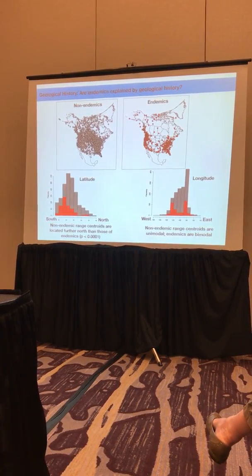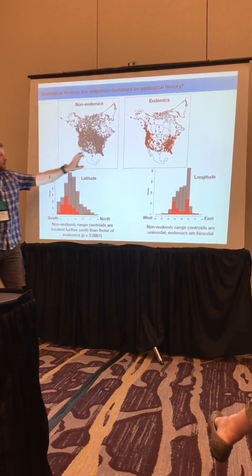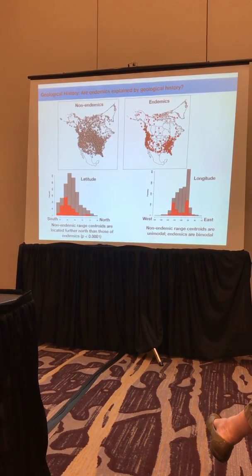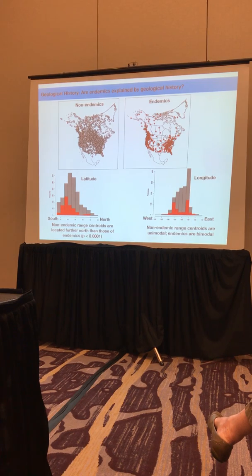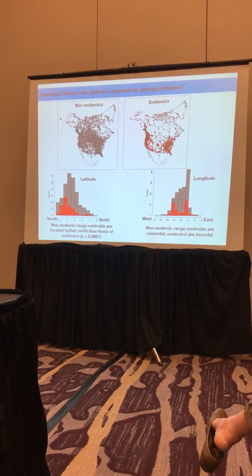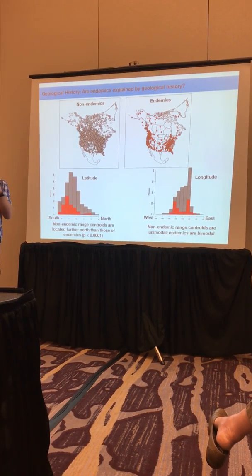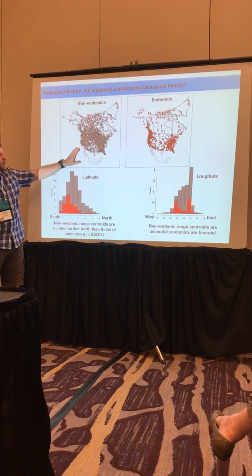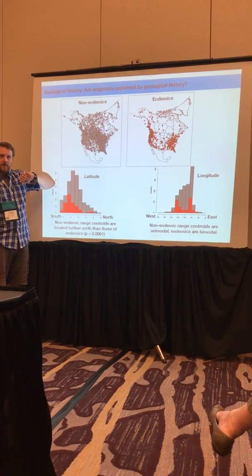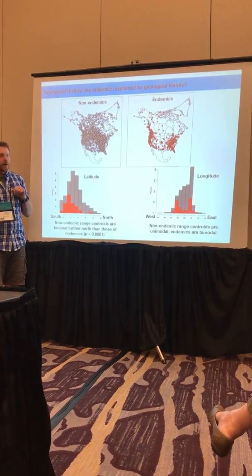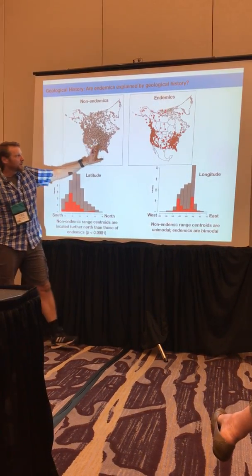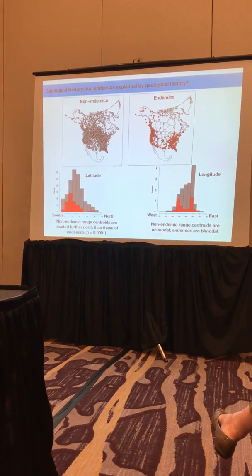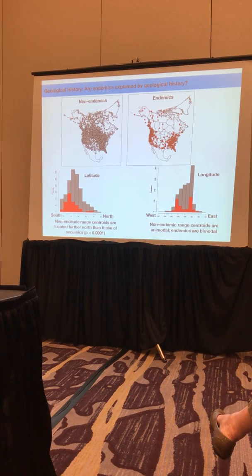And so these scatter plots up here are the range centroids. So each dot represents the geographic average of a single species. You just take an average of basically all the specimens' XY coordinates, put a dot, and that's the center of the range. So we've got non-endemics in gray and endemics in red. Here we see a really, really striking difference between the non-endemics and the endemics.